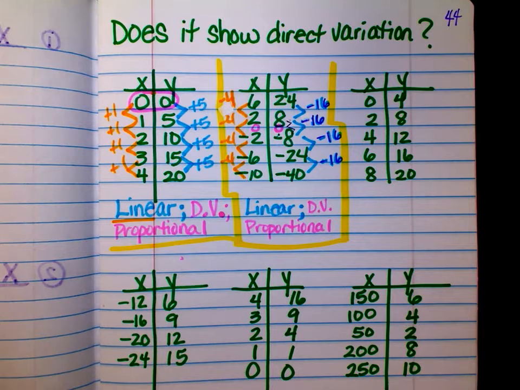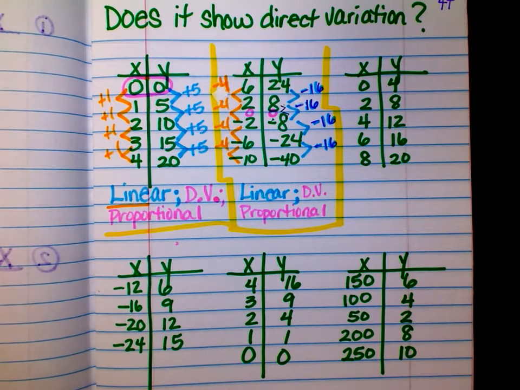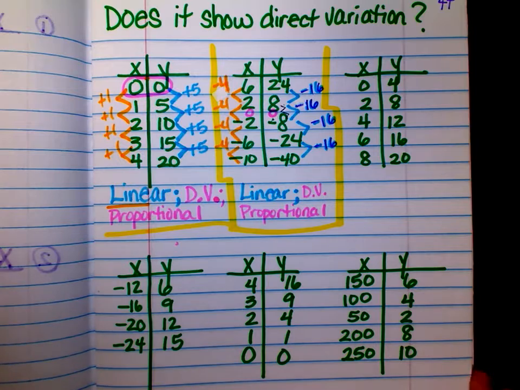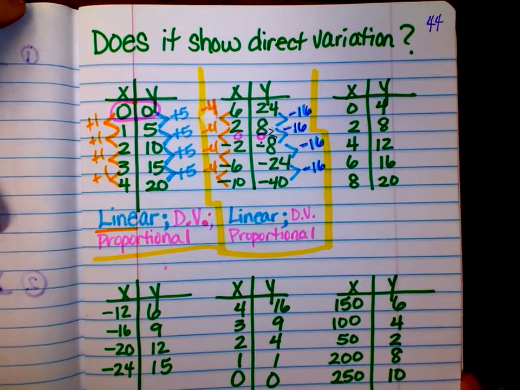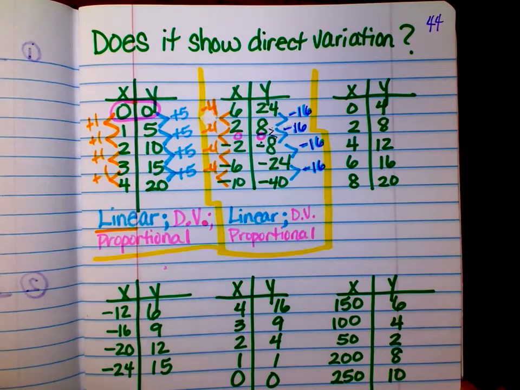All right, today we will be filling in our notes about direct variation, and we started some of these notes in class. If you will go ahead and pause the video long enough to copy the tables that you see on this page in your journal. This is going to be on page 44 for the 7th grade advanced math students, and we're trying to answer the question, does it show direct variation?